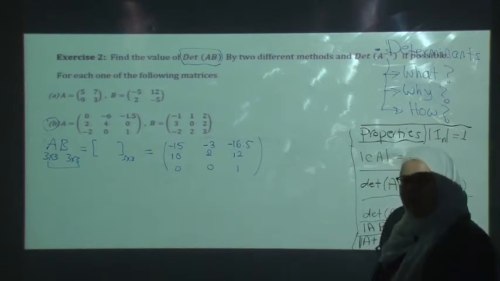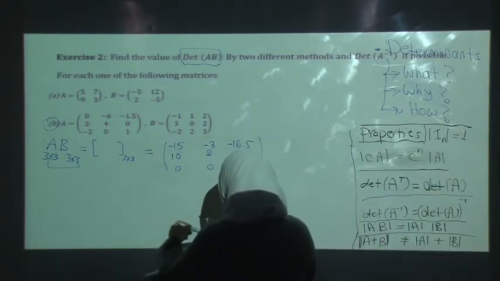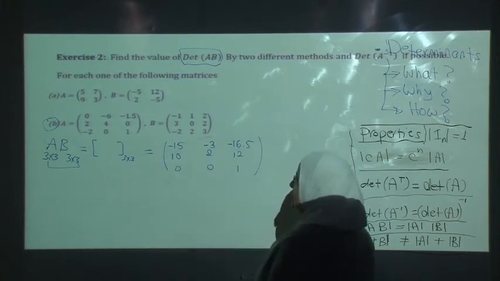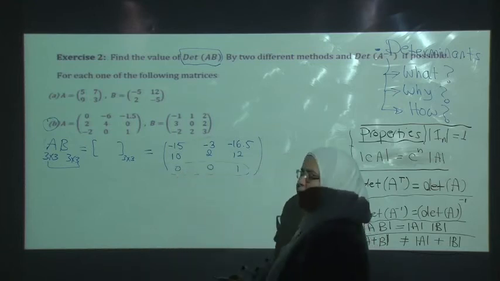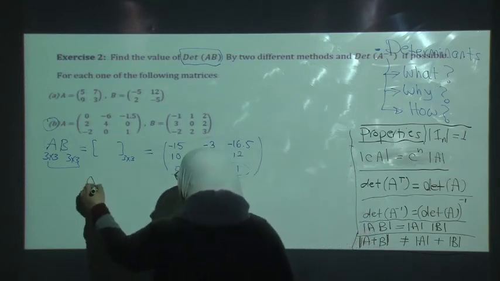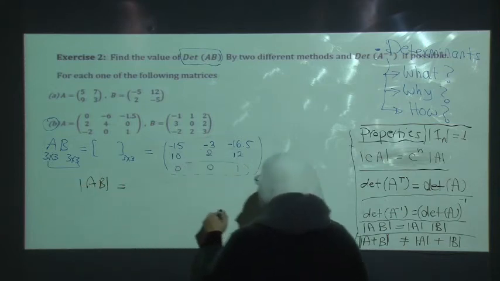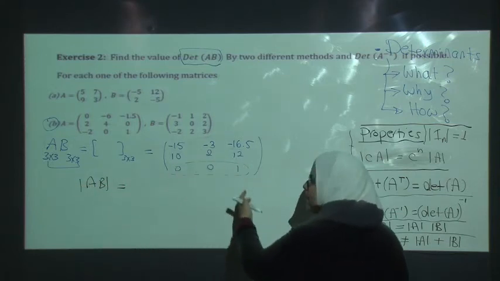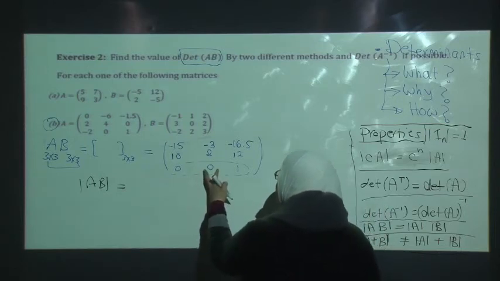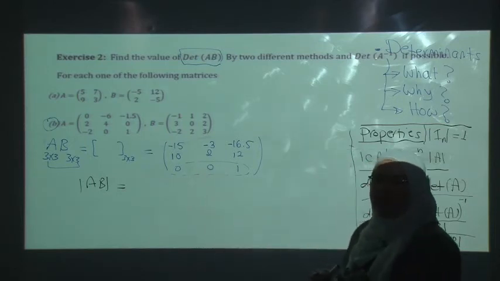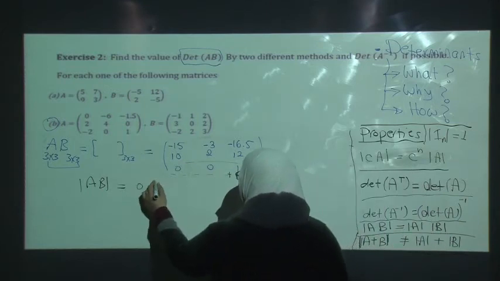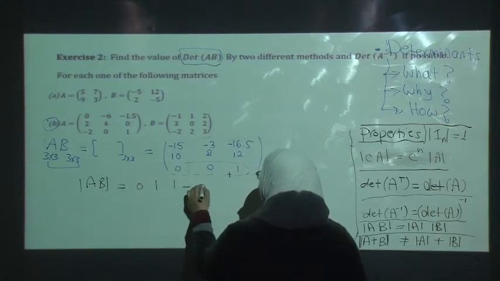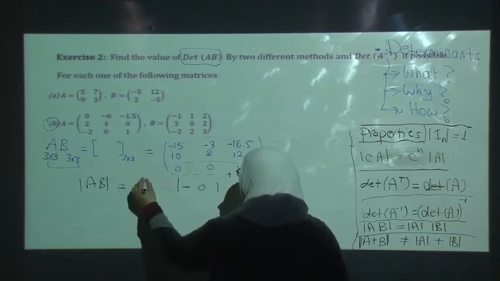Can we get the determinant? Yes, actually, simply we can use which row or column? We said we can use a row or column, it seems that the last row here is of the simplest numbers, right? Because if we need to get the determinant of A times B, we will say it's 0 times its cofactor, which is 0, minus 0 times its cofactor, which is 0, and finally plus 1 times its cofactor. Let's get the cofactor. It's a good exercise.